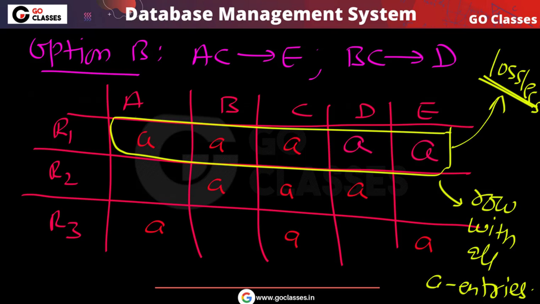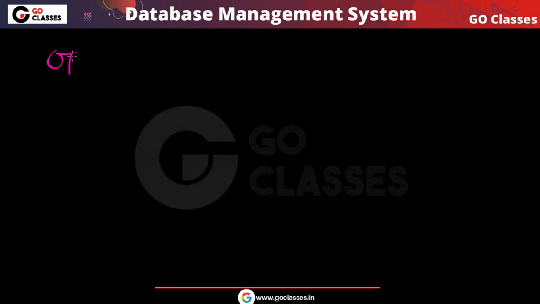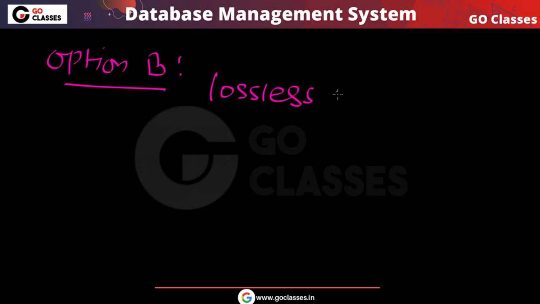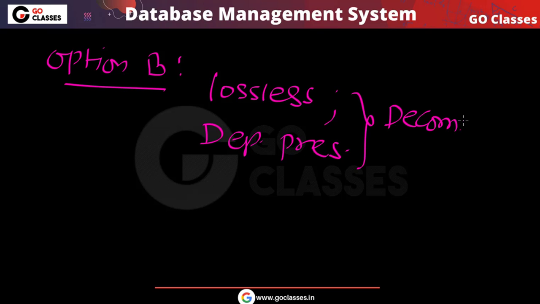So this option B, if you notice the decomposition in option B, with respect to the set of functional dependencies given to you, we are getting a lossless decomposition, and also a dependency preserving decomposition.